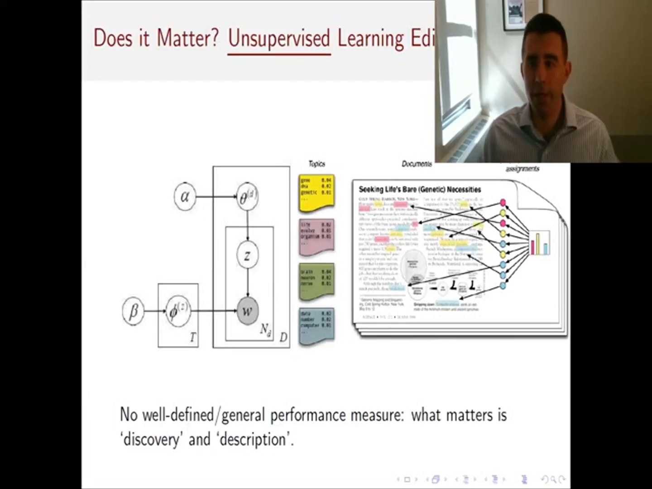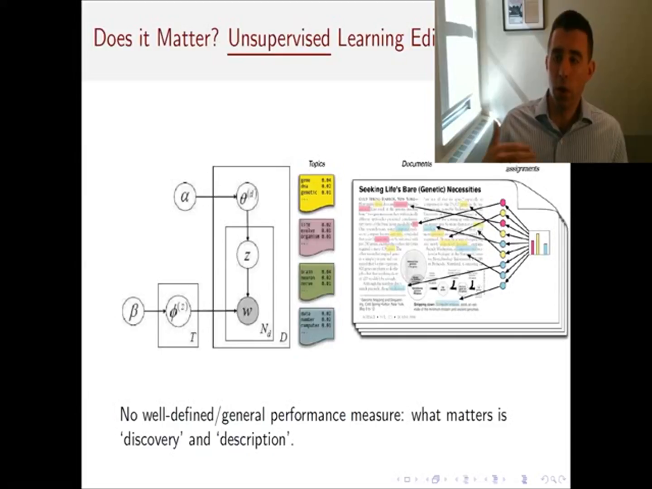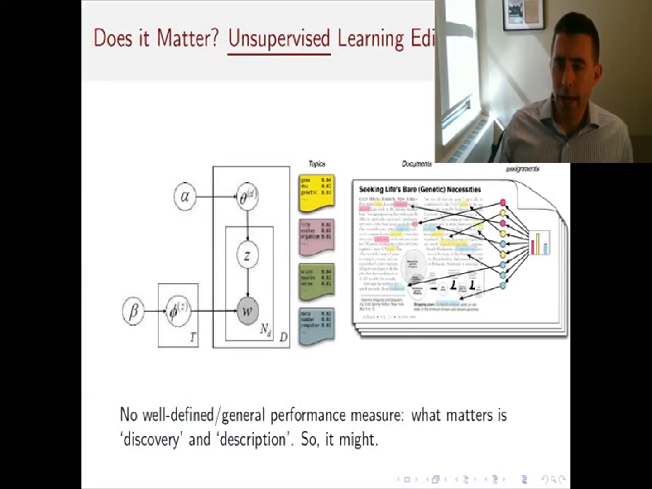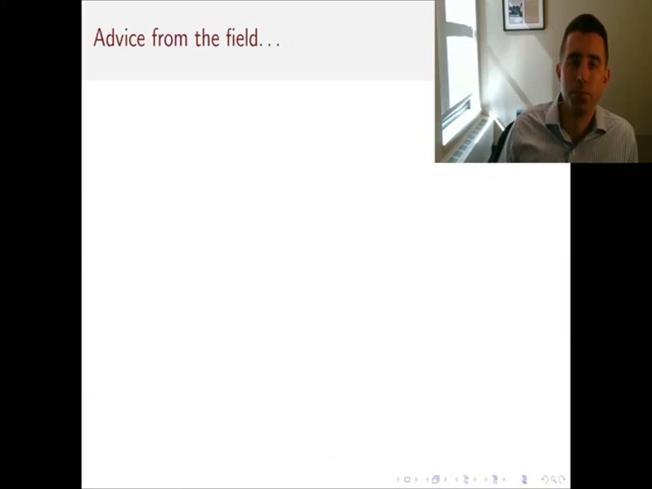But the problem with it is that it's not really clear what the performance measure is. It's very hard to give an objective measure of how much we've discovered and whether what we've discovered is correct or not. This is very difficult. So a consequence for us is that when we think about how pre-processing affects things, we tend to think that, yes, it probably does affect the conclusions that we draw. Now I'm going to move on to think about how it might affect those conclusions.